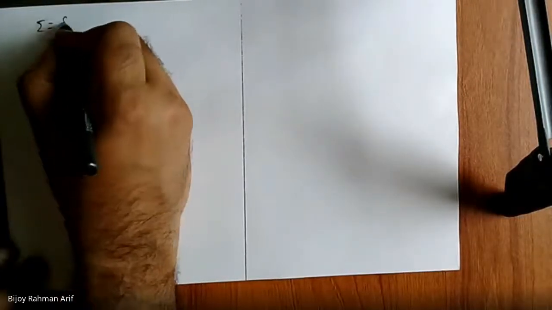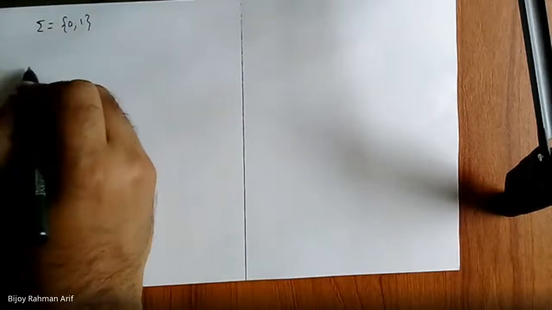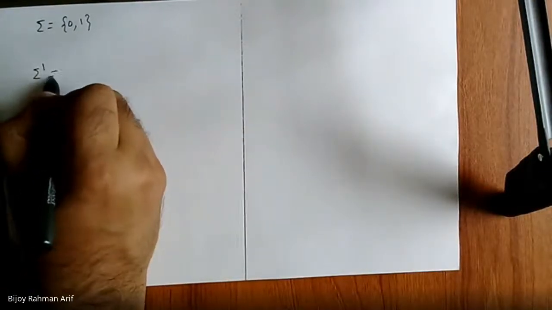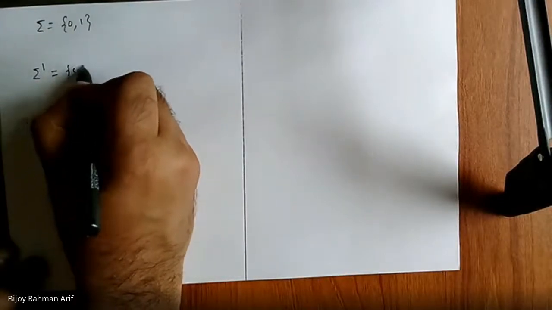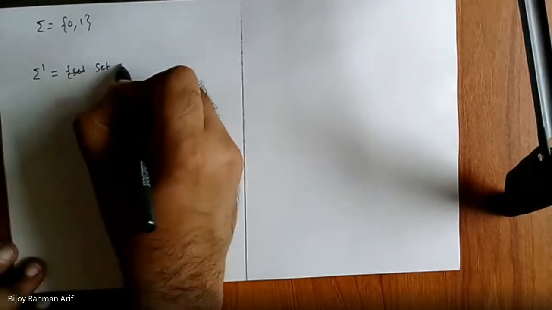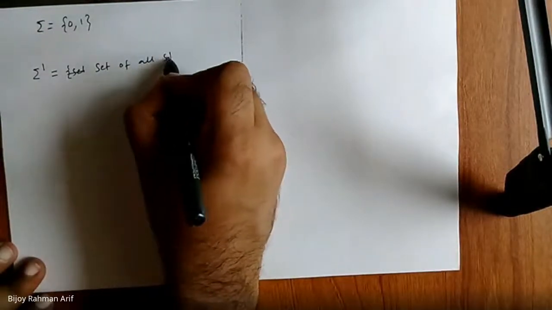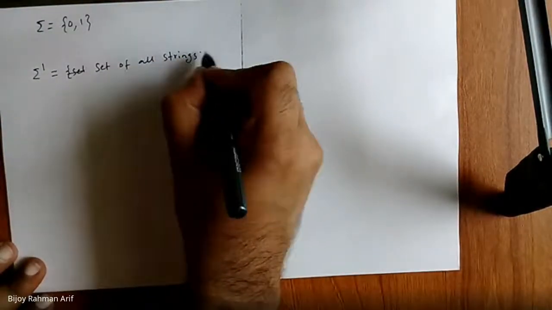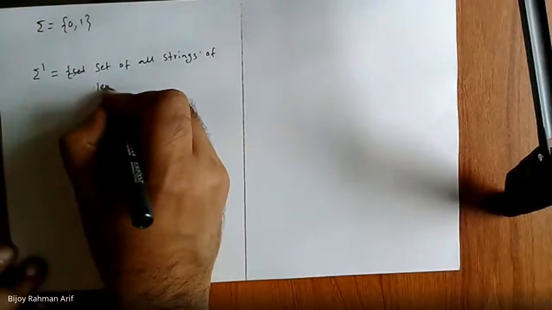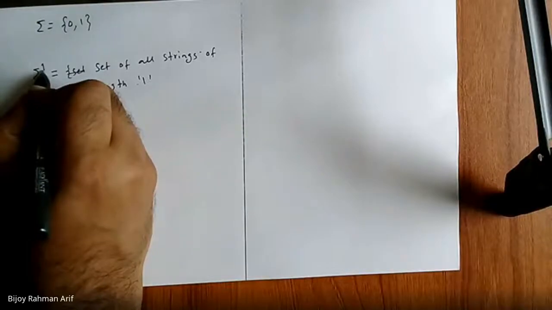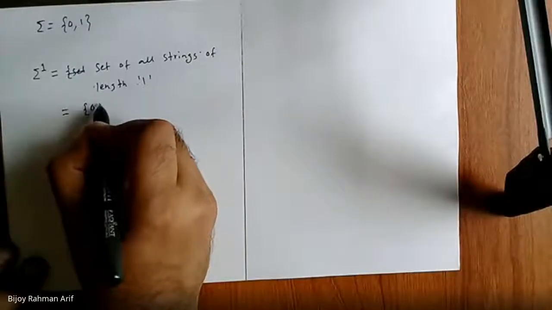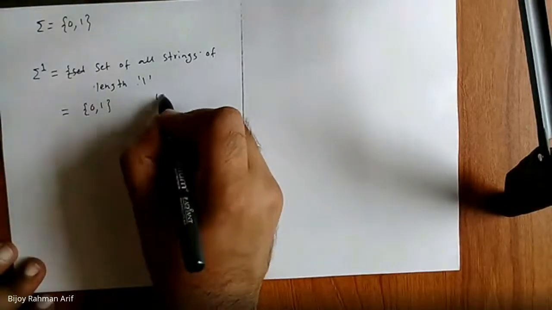Okay. So let's assume my alphabet is 0, 1. Then sigma to the power 1 is the set of all strings of length 1. What would be my set? Zero and one. What is the cardinality of this?